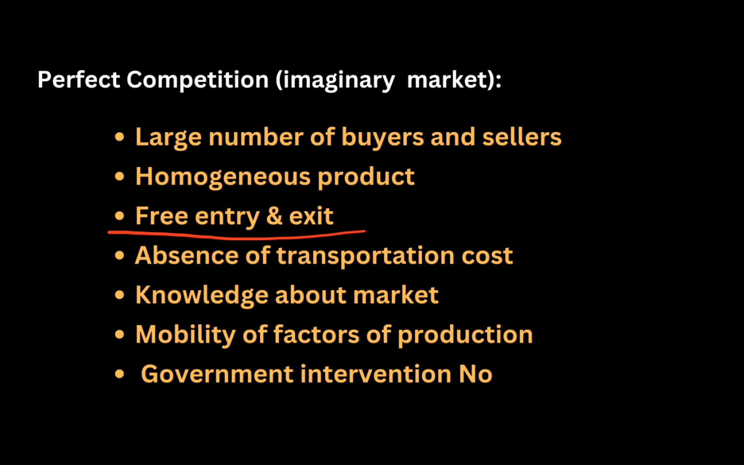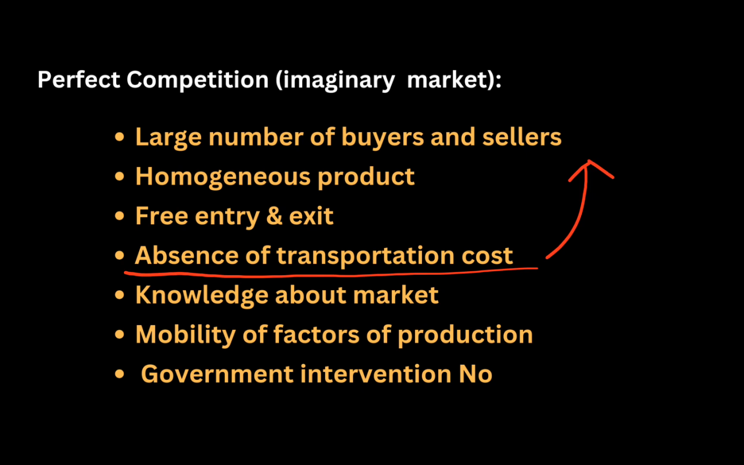Next one is absence of transportation cost. Here there is an absence of transportation cost because the market runs under a uniform price, as said in the first point. So the transportation cost will not influence the price to fluctuate. The next one is knowledge about the market. The producer and the seller have perfect knowledge about the market, what to produce and in what quality and quantity it should be produced in the market.